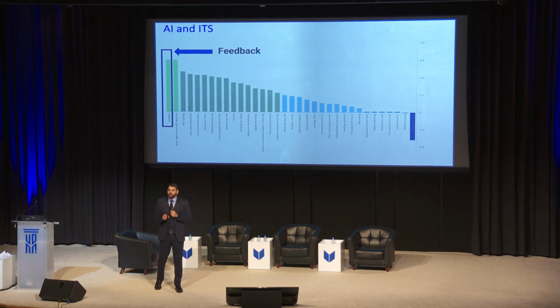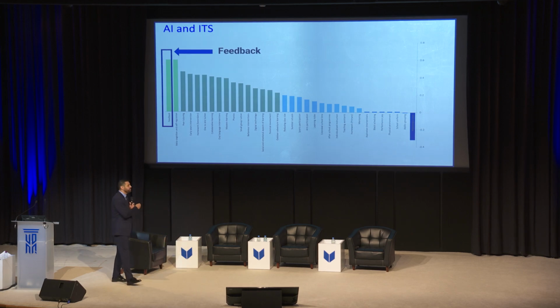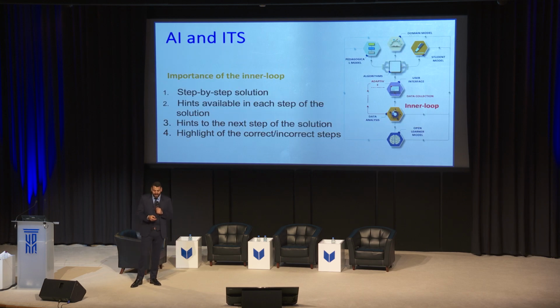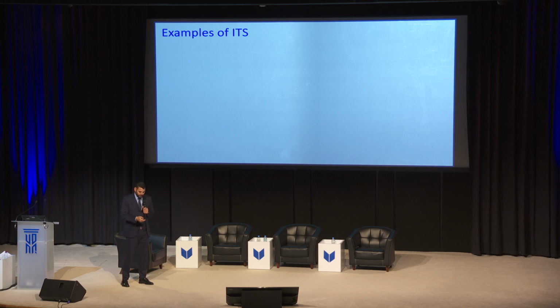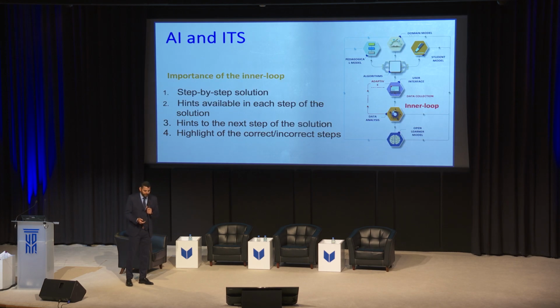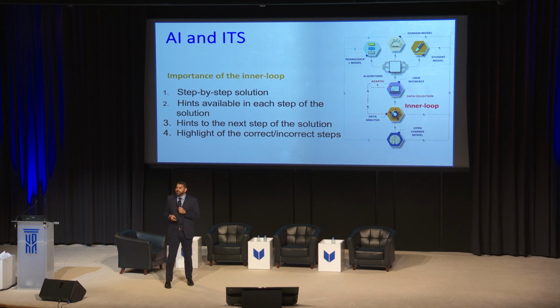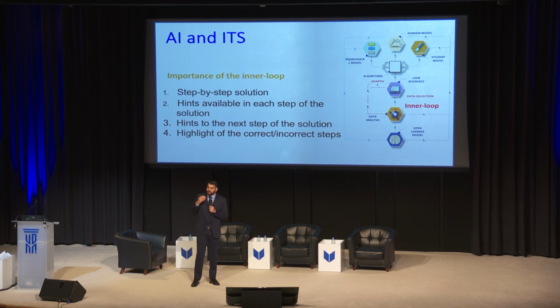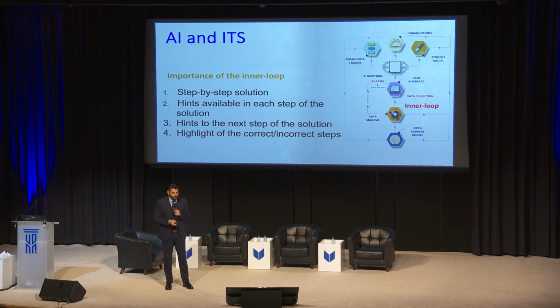In one of the published research studies about the factors of student dropout in universities, they found that feedback is the most important factor. If the student doesn't receive feedback, this is one of the triggers of dropout. And here I come back, as I said, to the inner loop in the ITS. The goal of this inner loop is to always give immediate feedback to the student. In a step-by-step solution, at each step the ITS gives hints and feedback to the student, and the student can learn from their mistakes and improve their learning.